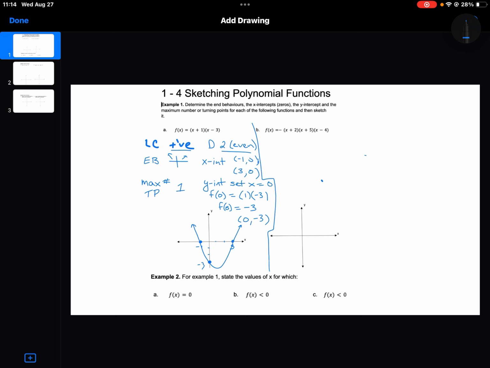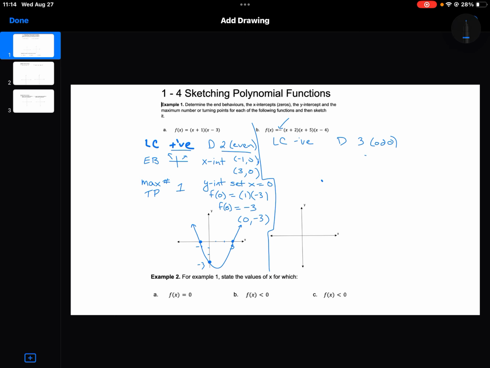We're going to start by identifying the leading coefficient. I notice that there is a negative sign in front, so that means that my leading coefficient is negative. My degree, in this case, I've got 3 brackets that each have an x in them. When I expand that, I would get x cubed, which means the degree of my function is 3, which is odd.